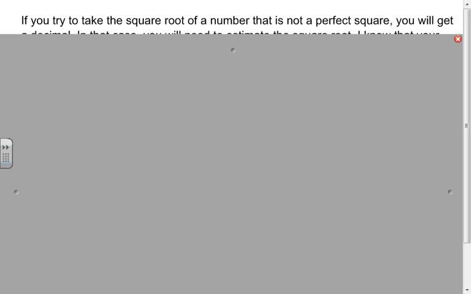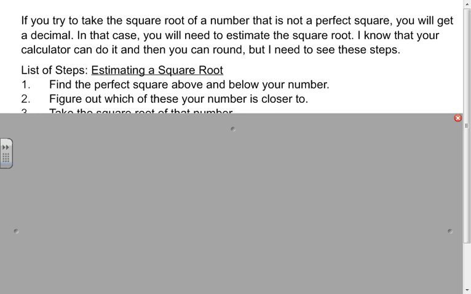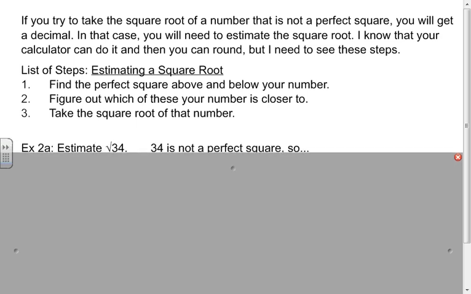Okay. If you try to take the square root of a number that's not a perfect square, you're going to get a decimal. In that case, you need to use the process of estimating a square root. I know that you can plug this into your calculator and get an answer that way, but I need to see these steps on your paper. This is the list of steps for estimating a square root. Find the perfect square above and below your number, and I've got an example here to show you these steps. Figure out which of these your number is closer to, and then take the square root of that number.